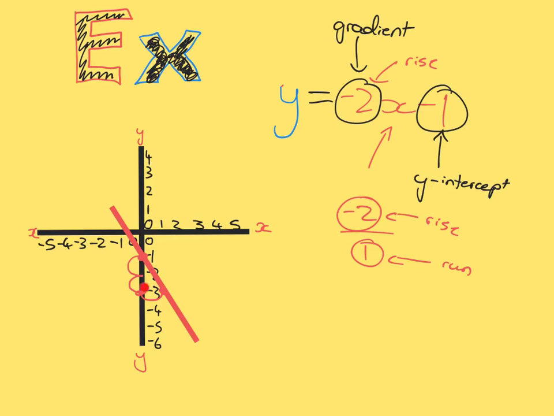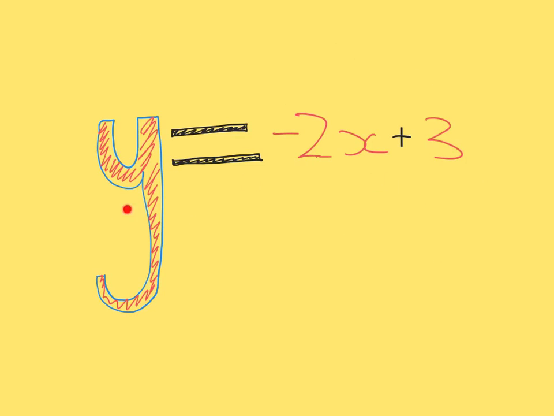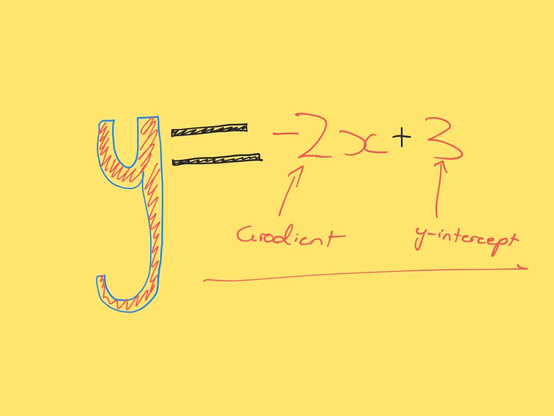And this being our gradient. Now, I've got this formula for you to do at home: negative 2x plus 3. And just remember, this is our gradient and this is our y-intercept. And I'm not going to tell you any further because you're going to do the rest at home.